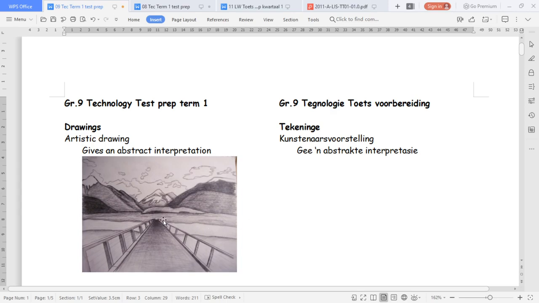So like for this one, you can't really see where that thing ends over here. The mountains is not realistic. It's not a realistic drawing of what it's going to look like. Okay, dit is nie, gee nie vir jou 'n 3D realistiese beeld nie, dis 'n abstrakte interpretasie. So that basically just gives you an idea of what you need to build.